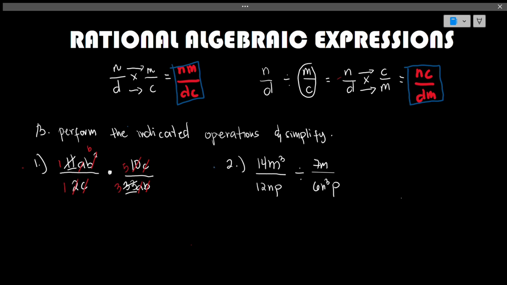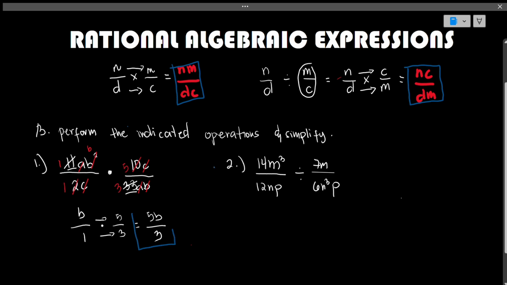And the next step that we need to do is to write all of the remaining terms here, and we can start multiplying. So here we have 1 times b, that's b, all over 1 times, here we have 5 over 3. And you multiply numerator to numerator, denominator to denominator. So b times 5 is 5b, all over 1 times 3 is 3. So therefore, the final answer for number 1 is 5b over 3.